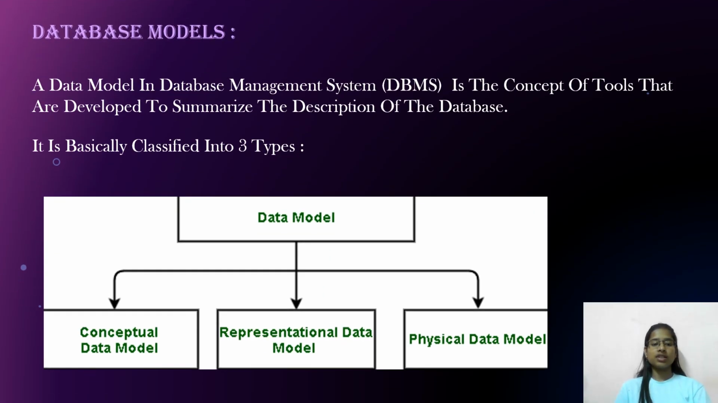So the database models describe how a database's logical structure is represented. In a database management system, the data models are essential for introducing abstraction. It specifies how the data is linked to one another as well as how it is handled and stored within the system. So it is basically of three types. The first is conceptual data model, representational data model and physical data model. So let's see one by one.